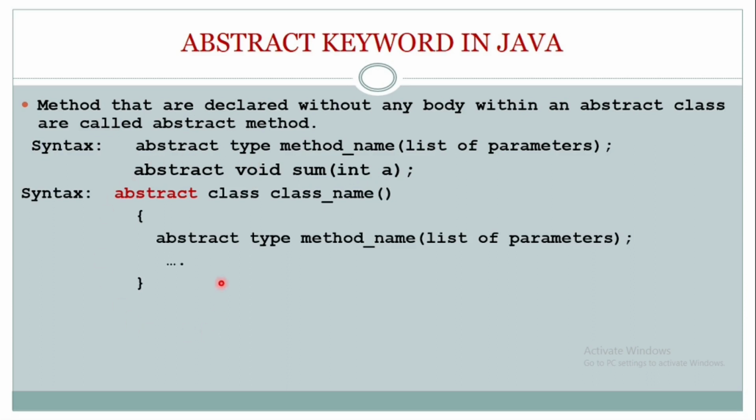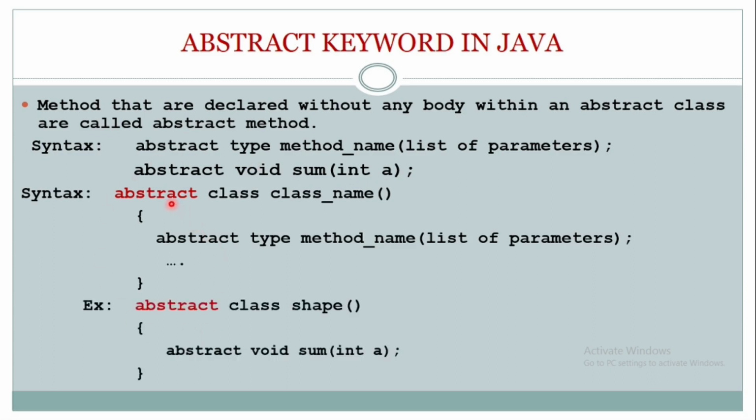Here is the general form: abstract class, class name, and the abstract method. As you can see in the example here, abstract class Shape and an abstract method void sum. It doesn't have any definition. There is no body for this abstract method. The definition of this void sum is done in the subclass of the class Shape, so the subclass has to implement this void sum.